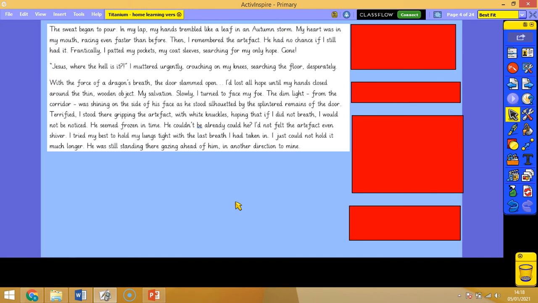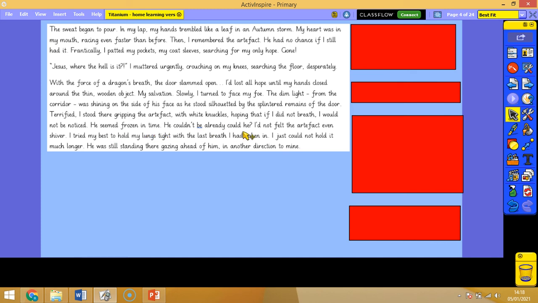I'd lost all hope until my hands closed around the thin wooden object. My salvation. Slowly, I turned to face my foe. The dim light from the corridor was shining on the side of his face as he stood silhouetted by the splintered remains of the door. Terrified, I stood there gripping the artifact with white knuckles, hoping that if I did not breathe, I would not be noticed. He seemed frozen in time.